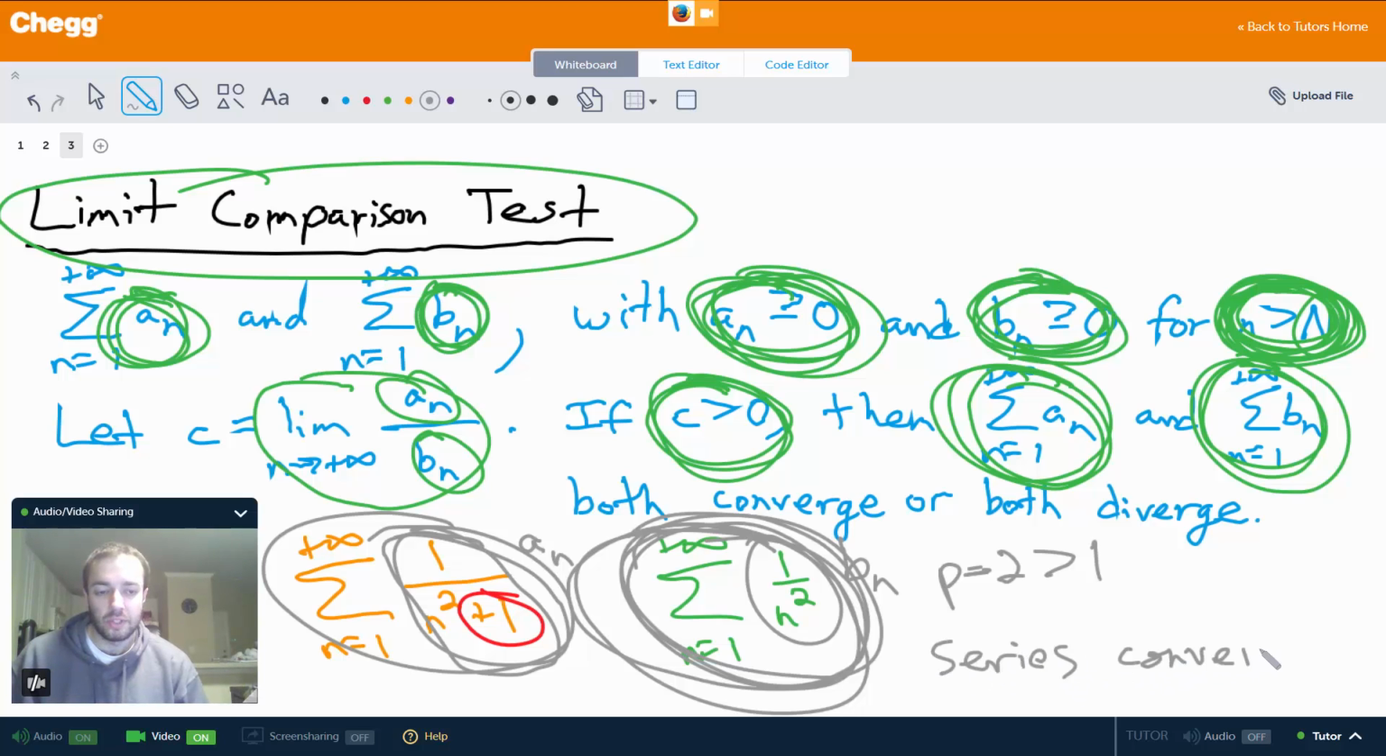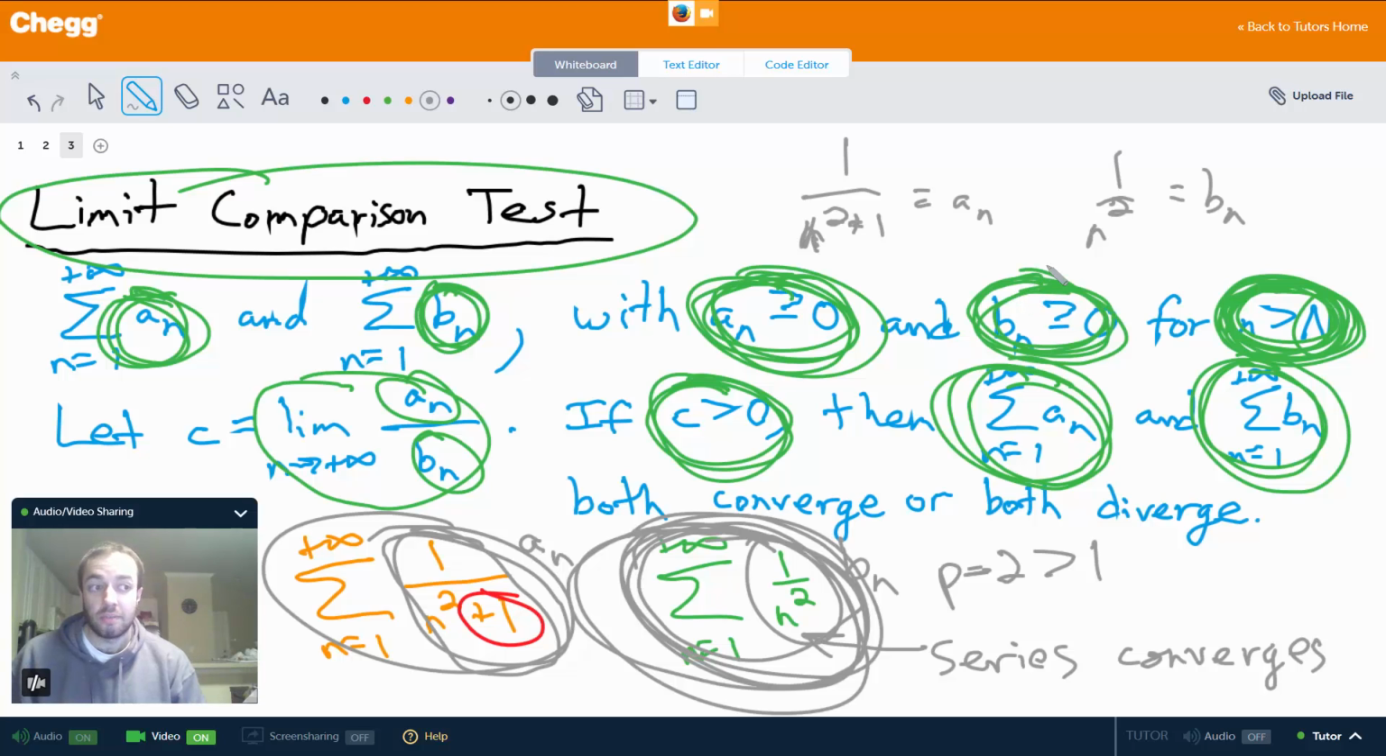So the series converges. Okay, so this entire series converges. So if we do the limit comparison test with 1 over n squared plus 1 as our a sub n, and 1 over n squared as our b sub n, well, let's go ahead and do the limit comparison test with that and see if we get anything useful.